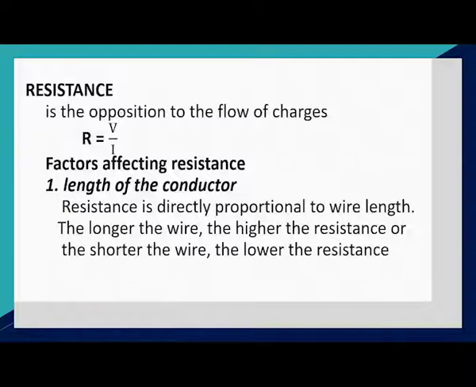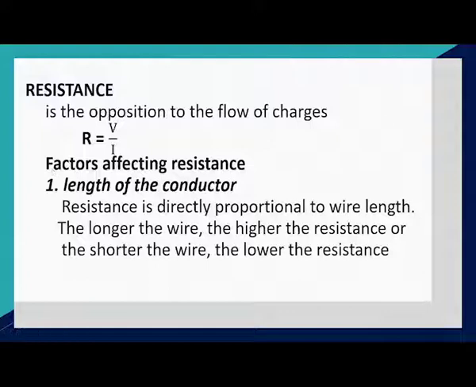Resistance is the opposition to the flow of charges. The formula for calculating resistance is voltage divided by current. You can make whatever is asked from this formula the subject of the formula. For example, if you are asked to find voltage given current and resistance, make voltage the subject of the formula, or you can be given voltage and resistance and be asked to calculate current, so you make current the subject of the formula.